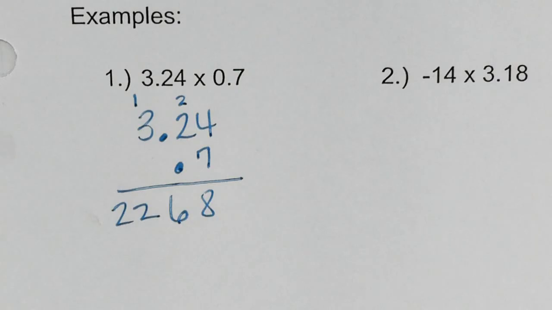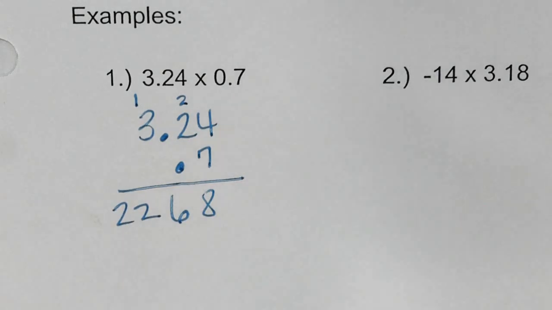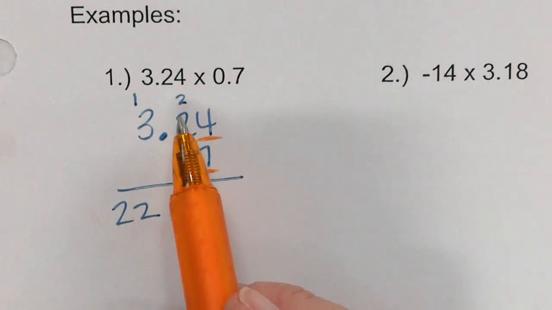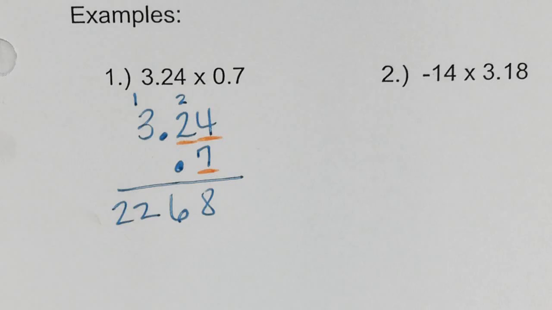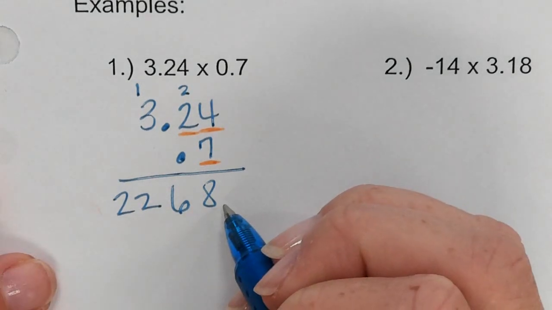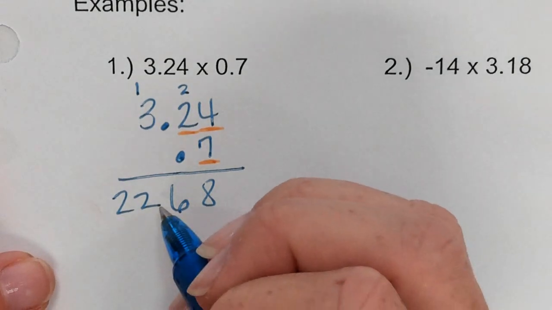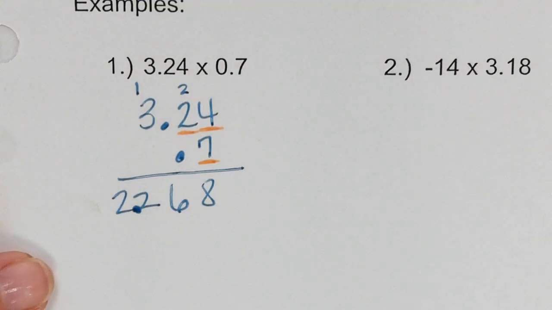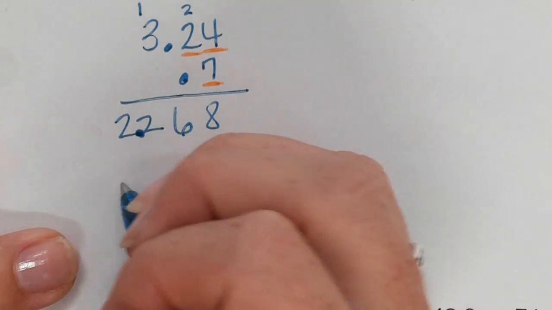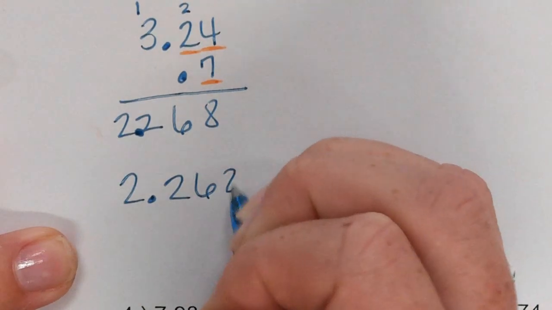And I'm not done. The very last step is to put the decimals back into the answer. So how many place values are behind the decimal? 1, 2, 3. All of these digits are behind a decimal place, which means I have to have 3 numbers behind my decimal place. So I start at the very end and I just count over 3. 1, 2, 3. So my decimal is going to go there. And I'm just going to write my answer prettier. 2.268.